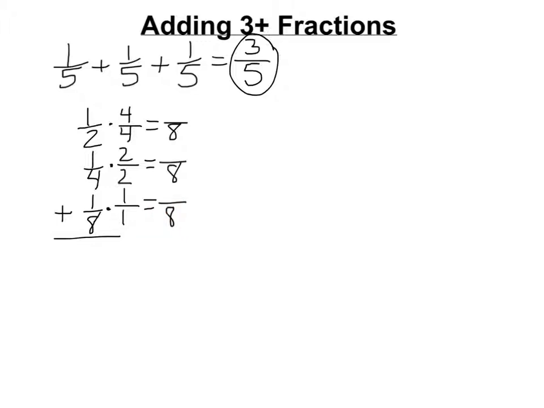Alright, let's finish the multiplication now. Up top, 1 times 4 is 4. 1 times 2 is 2. And 1 times 1 is 1. And now we're ready to add. 4 plus 2 is 6, plus 1 is 7. And since these are eighths, and these are eighths, and these are eighths, all together they're still eighths.